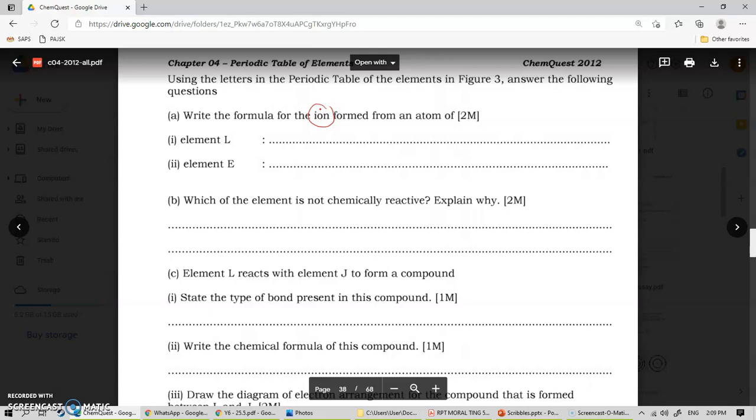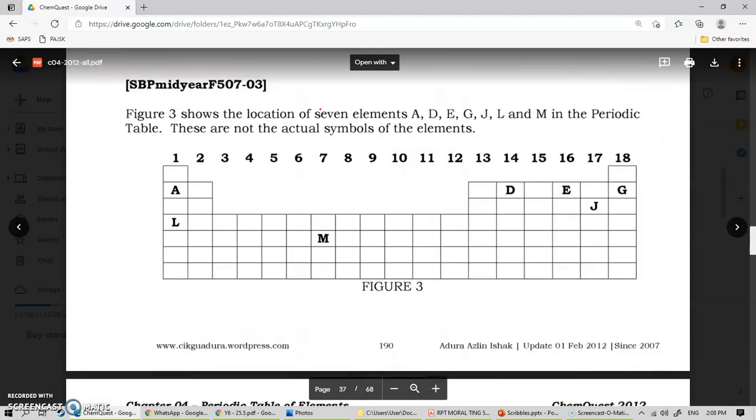So let us look at element L. Element L is in group 1, so all the group 1 elements will have a positive 1 ion. Group 2 elements will have positive 2. Group 13 elements will have positive 3. And on the right side, group 18, they are all unreactive, so they won't form ions. Group 17 will be a negative 1 ion, group 16 a negative 2 ion, and group 15 a negative 3 ion.